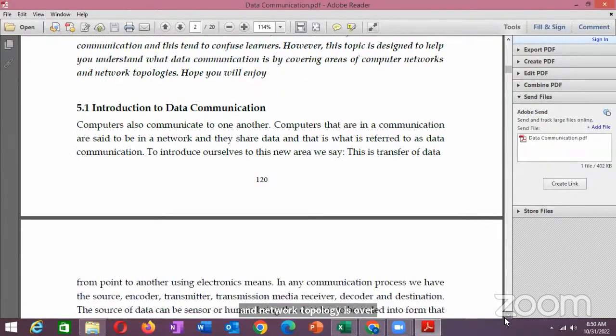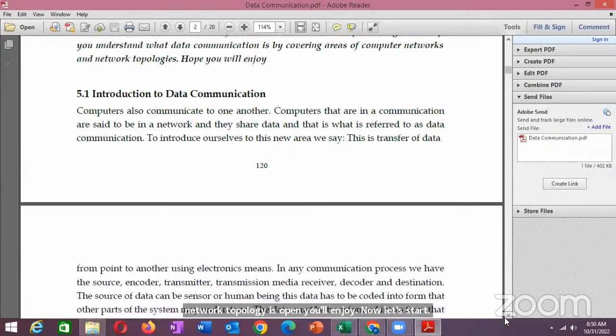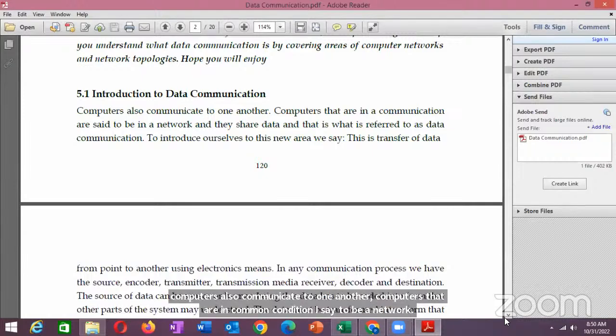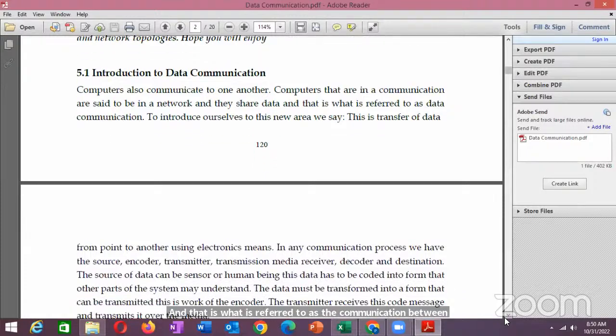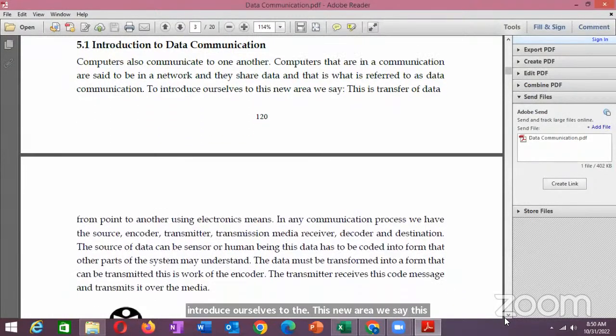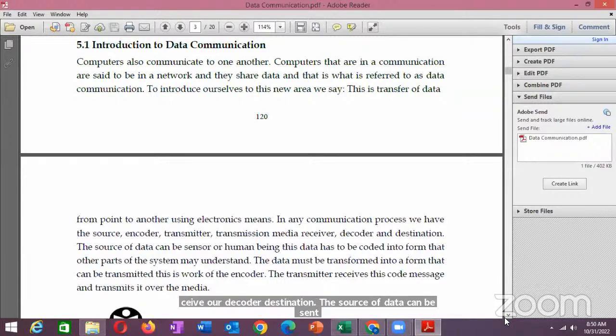Now let's start. Introduction to data communication. Computers also communicate with one another. Computers in common communication are said to be a network, and they share data, and that is what is referred to as data communication. It is the transfer of data from one point to another using electronic means. In any communication process, we have the source, encoder, transmitter, transmission media, receiver, decoder, and destination. The source of data can be a sensor or a human being.